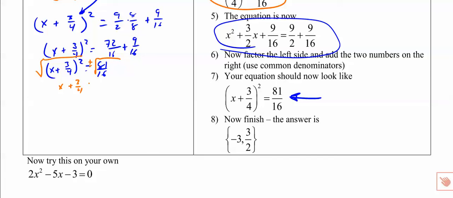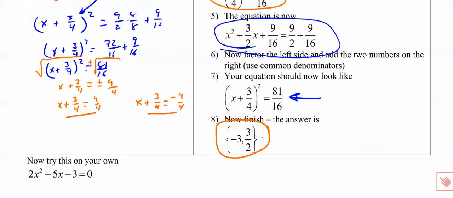So we get x plus 3/4 equals plus or minus square root of 81 is 9, square root of 16 is 4. And then we have x plus 3/4 equals 9/4, and x plus 3/4 equals negative 9/4. Solve these two equations and we get the answer right here.